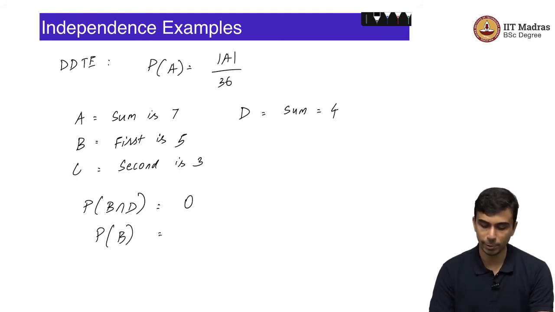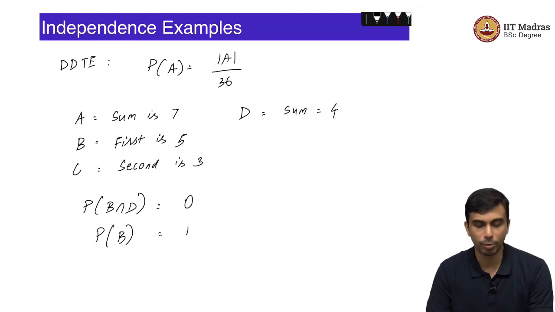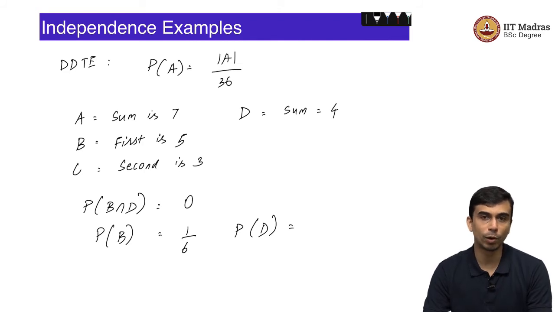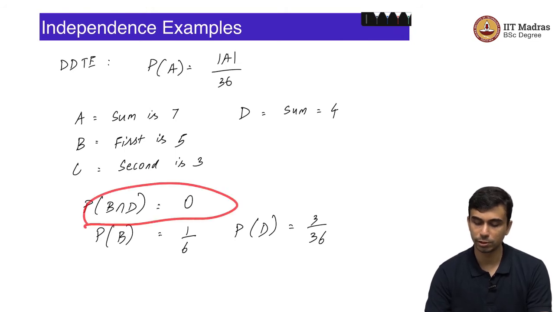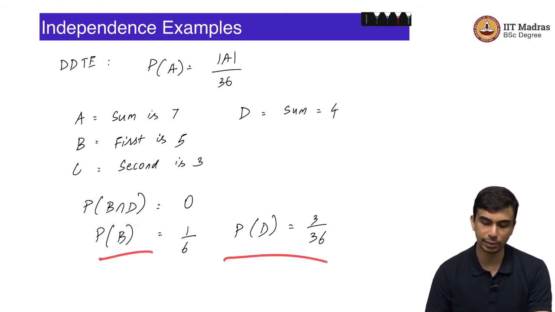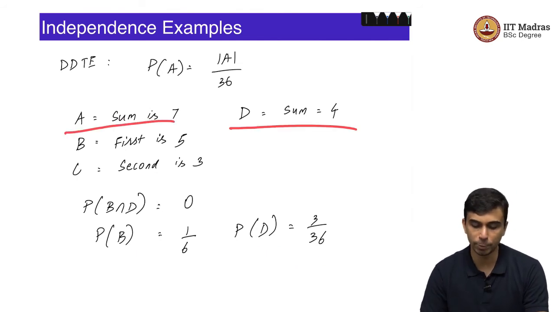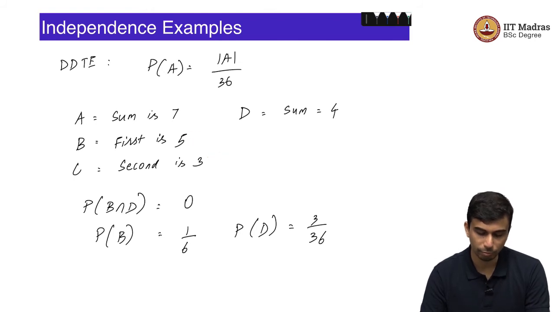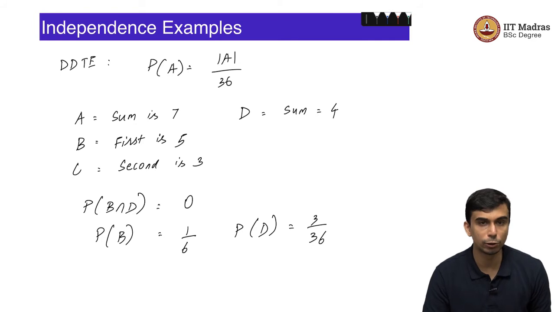What is the probability of B? Well, the probability of B is the probability that the first die throw is 5, that's equal to 6 by 36, which is 1 by 6. What is the probability of D? The sum is equal to 4. How many outcomes can you think of for that? Well, 1 3, 2 2, 3 1. So that's 3 by 36. So you can clearly see that probability of B intersection D is not equal to probability of B into probability of D. So B and D are not independent events, but A and B, for example, are independent events, and similarly B and C are also independent events.